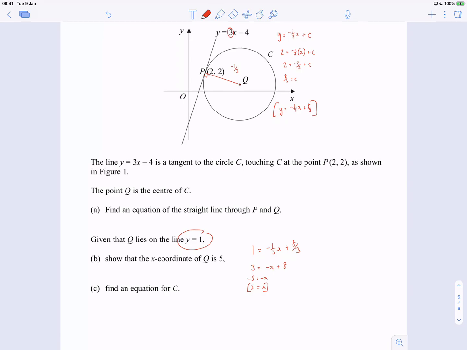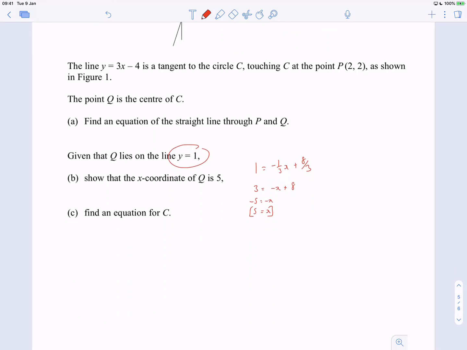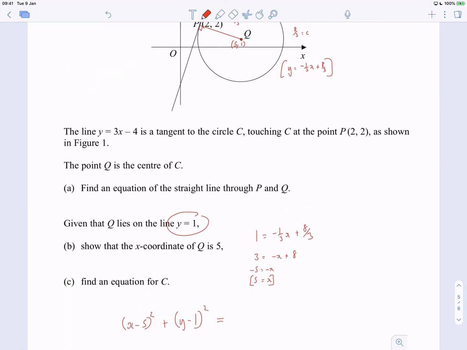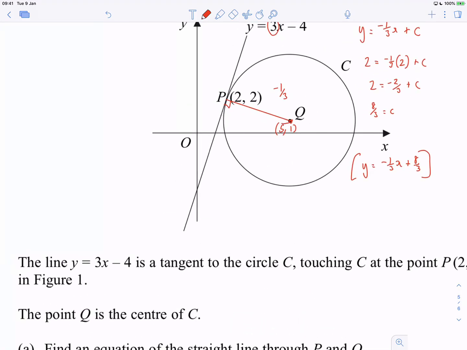C, find an equation for C. Okay, do we know what Q is now? Well, yes, Q is x is 5 and y is 1. So that immediately tells us that it's x minus 5 squared plus y minus 1 squared, and all I need to do now is find the radius and square it. But that's quite easy because it's just going to be the hypotenuse of this right angled triangle here.